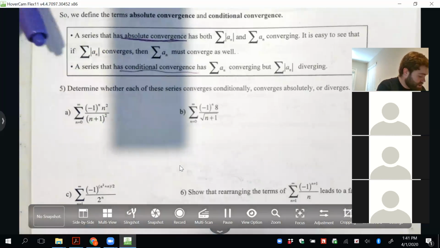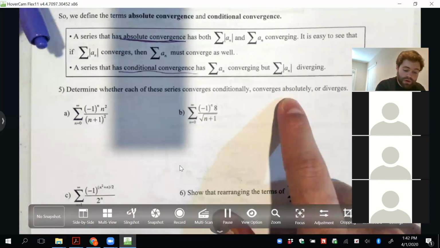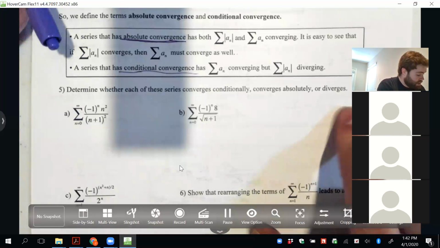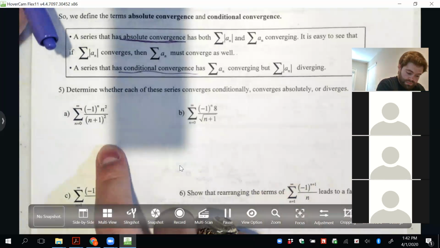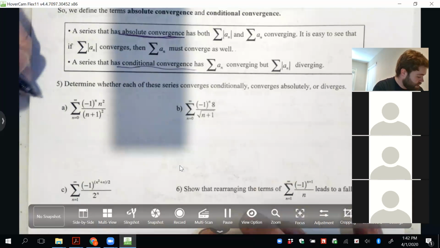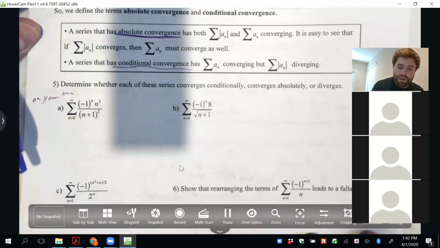And so looking at these, we're going to look to see whether it's conditionally convergent, converges absolutely, or diverges. So actually, I'm going to skip A for now. Feel free to do it on your own, but I want to save time.